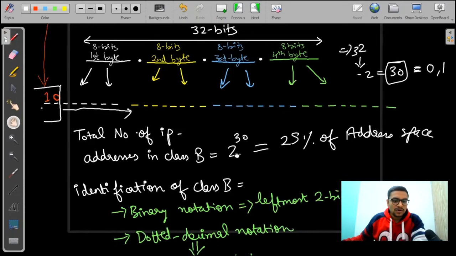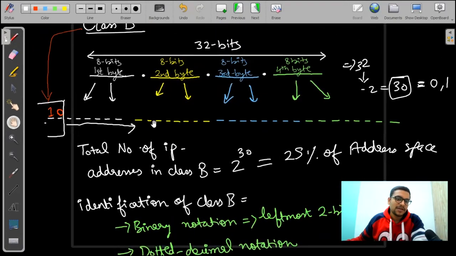Okay, now moving on, how do we identify, if I have been given an IP address, that that IP address belongs to class B or not? For the identification purpose, like I told you, if we have the binary representation of the IP address, then we can simply look at the leftmost 2 bits, and if it is 1 0, then we can easily say that it belongs to class B.